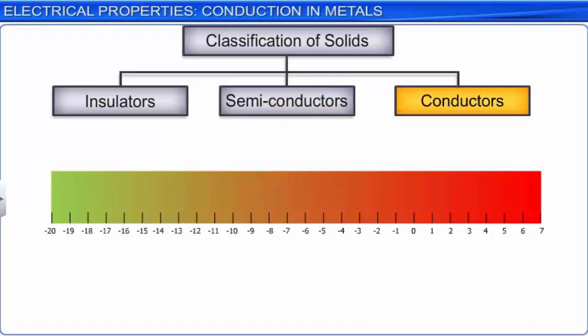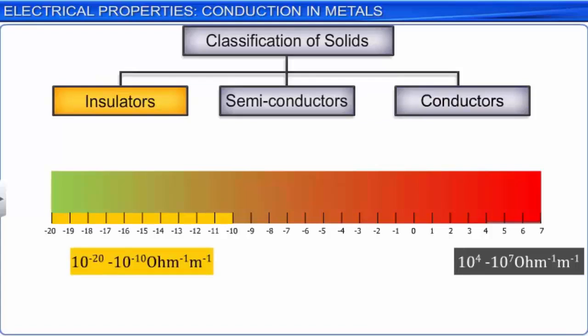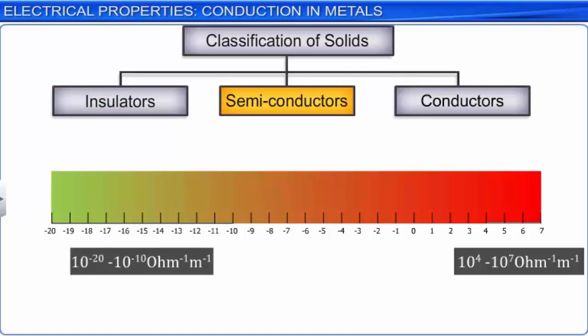Conductors have extremely high conductivity values, ranging from 10^4 to 10^7 ohm^-1 m^-1. Insulators have extremely low conductivities, ranging between 10^-20 and 10^-10 ohm^-1 m^-1. Semiconductors have conductivities in the intermediate range, from 10^-6 to 10^4 ohm^-1 m^-1. Let's first study conductors in detail.